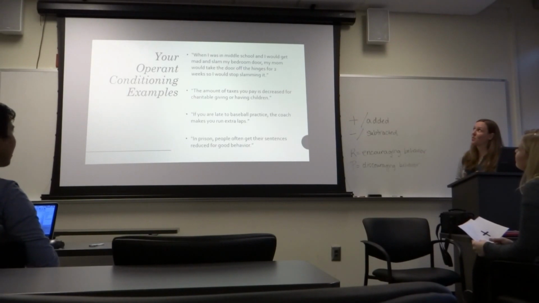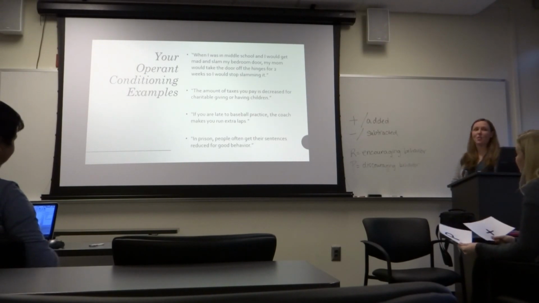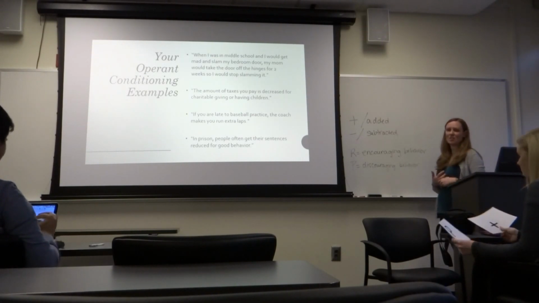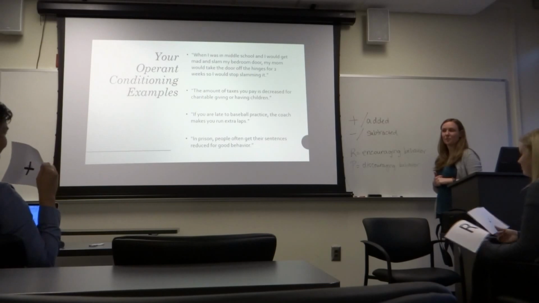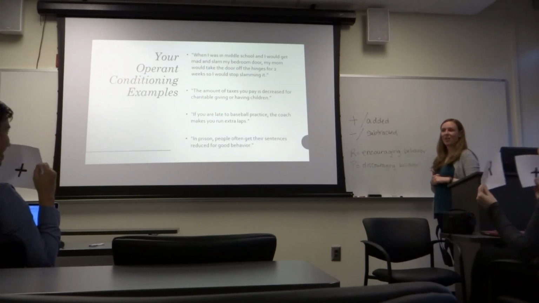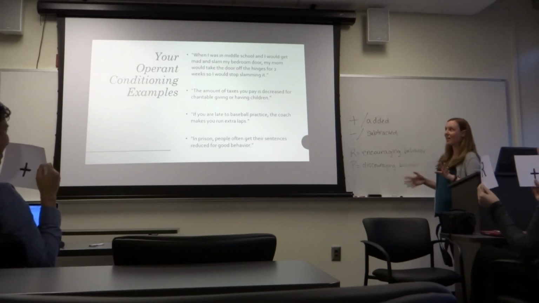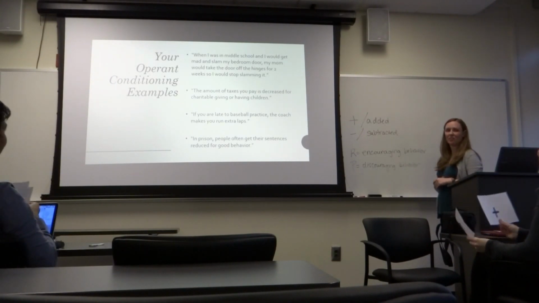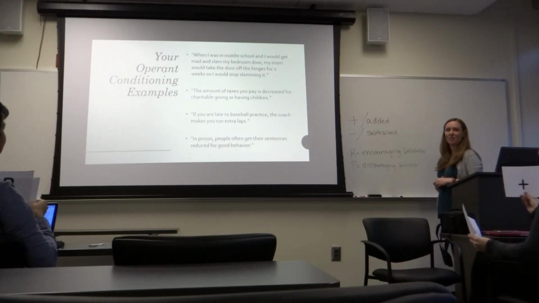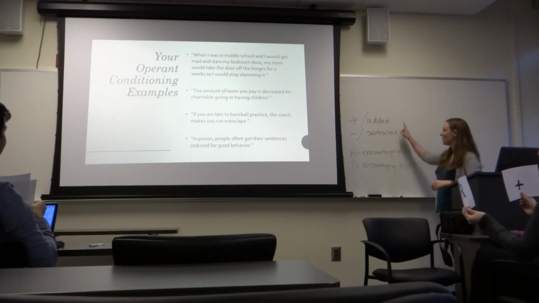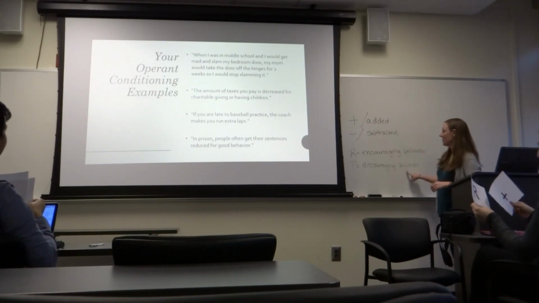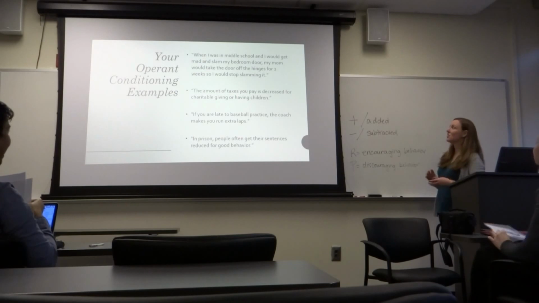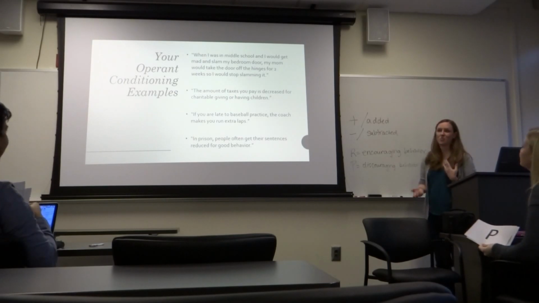So when I was in middle school, I would get mad and slam my bedroom door. My mom would take the door off the hinges for 2 weeks so I would stop slamming it. What kind of conditioning is that? Okay, so there's agreement. It is a negative punishment. And why is it a negative punishment? Why is it negative? You're taking away the door to decrease the slam. Right. So you're taking something away to discourage behavior.